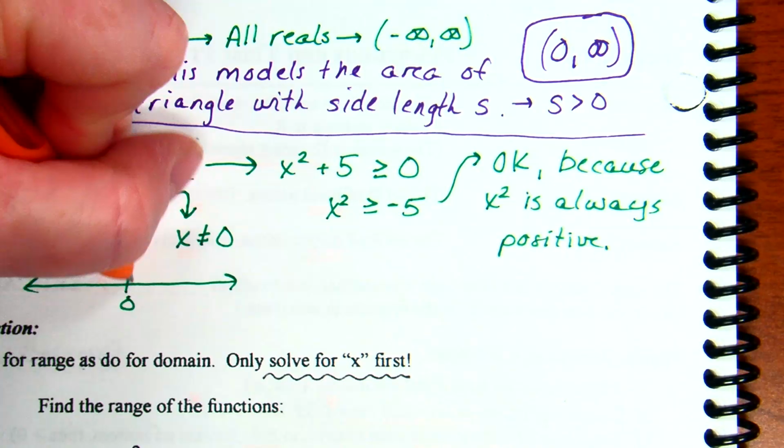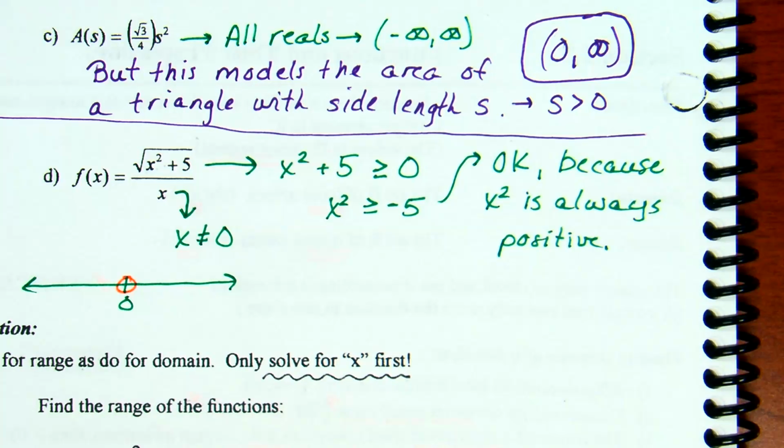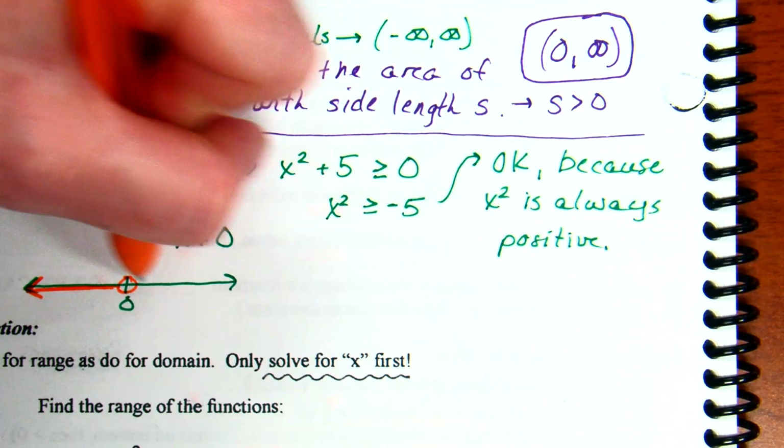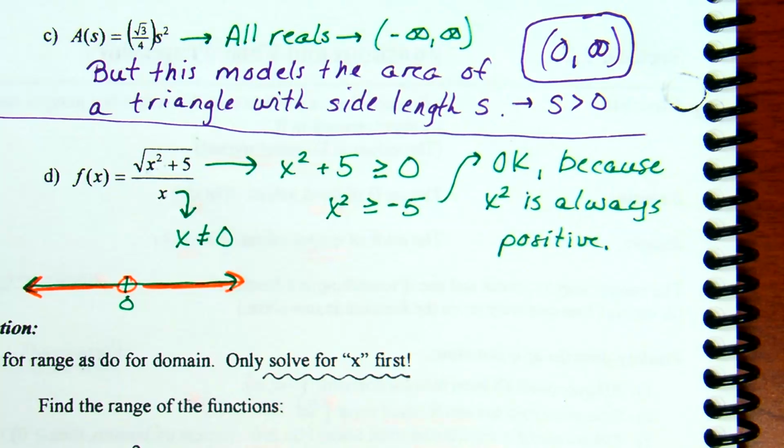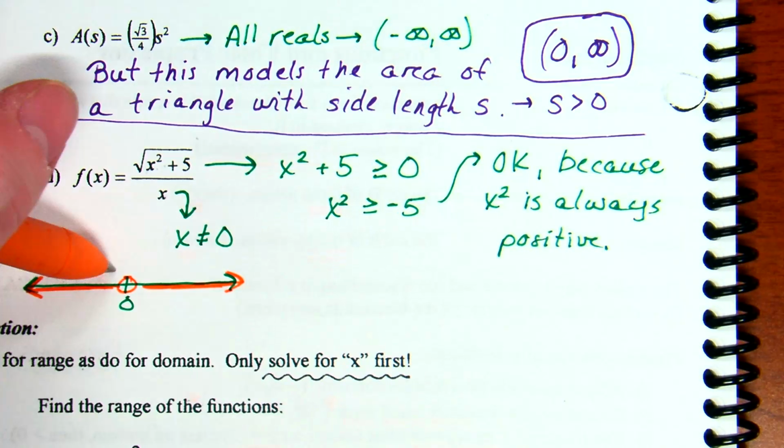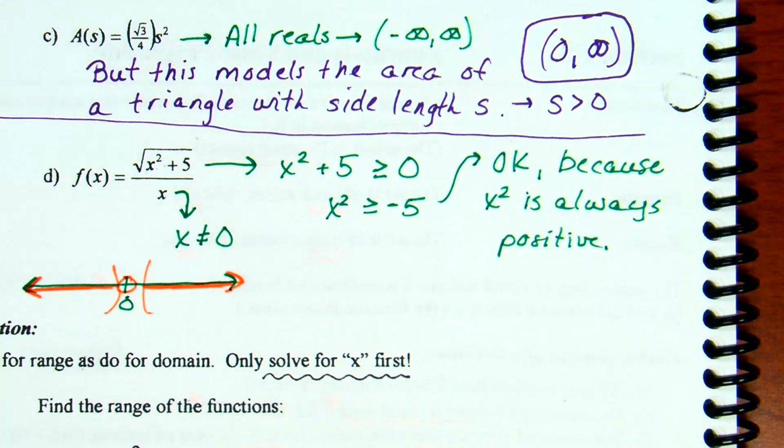Did we end up with any other restrictions? No other restrictions. So what's that mean? What can exist? Anything but 0, which means we can have numbers less than 0. We can have numbers greater than 0. We just can't have 0. So I use the old-fashioned hole there, right? But it's the same thing as having parentheses.